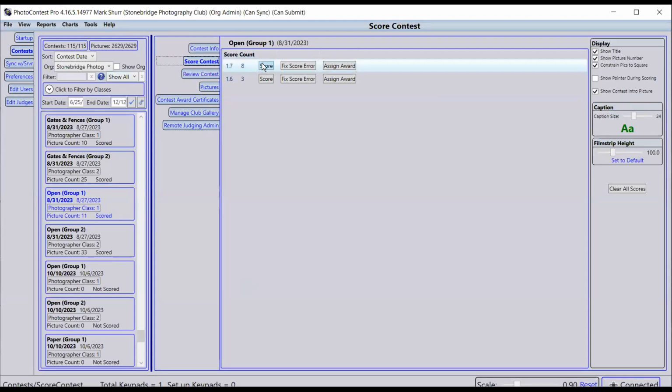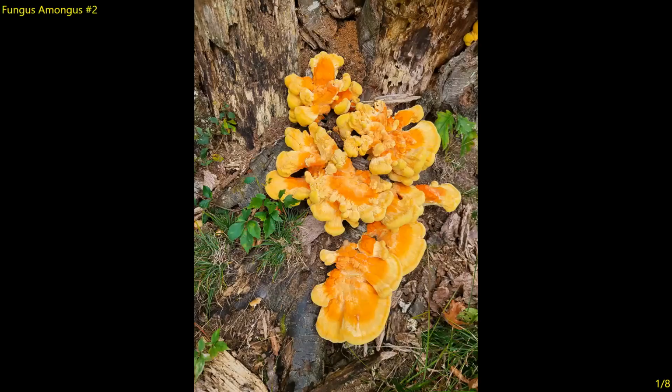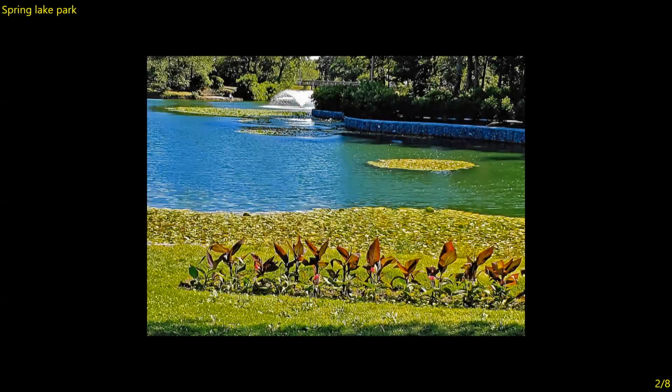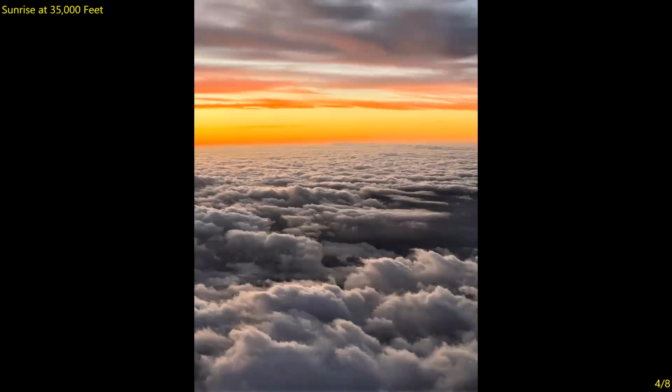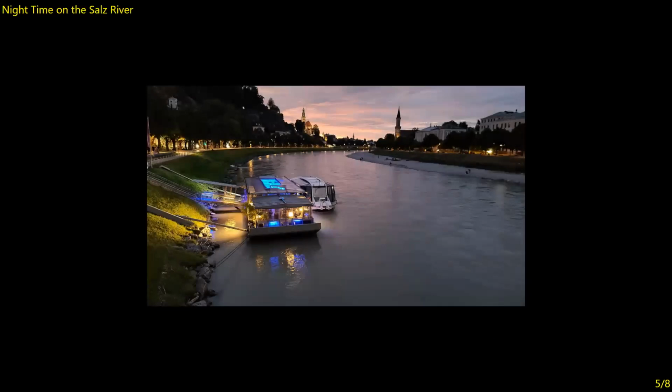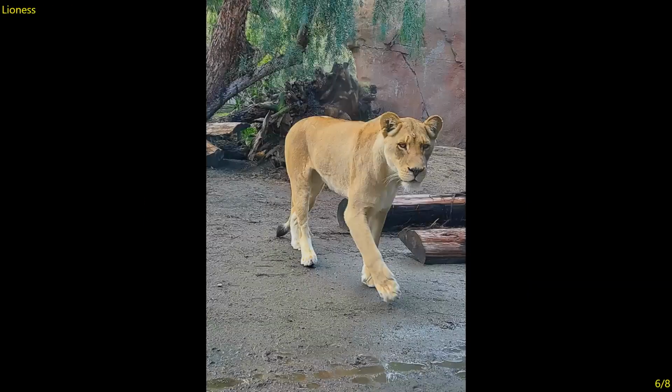Okay, now we have 8 for round 2. Fungus Among Us, number 2: 7. Spring Lake Park: 7. Fungus Among Us 1: 8. Sunrise at 35,000 feet: 8. Nighttime on the Salz River: 9. Lioness.